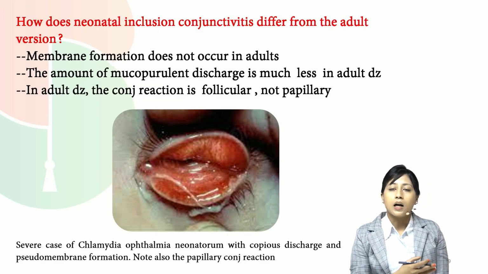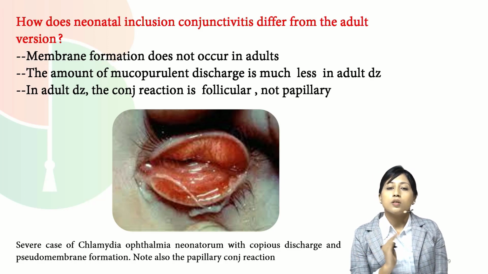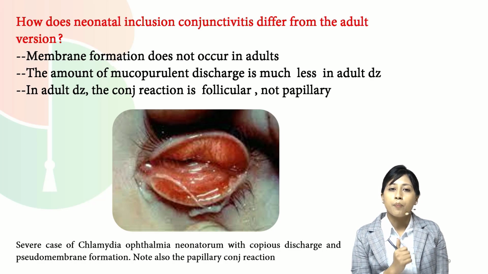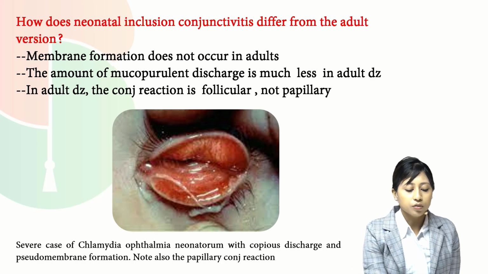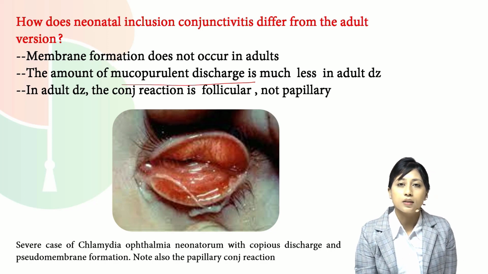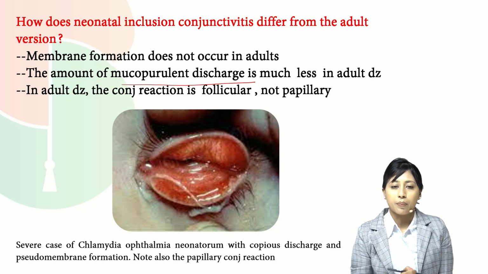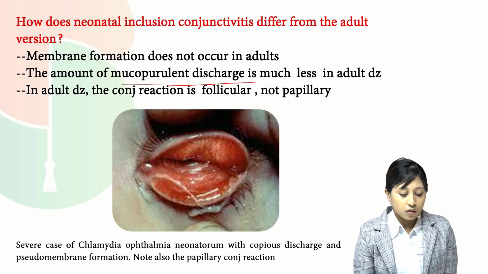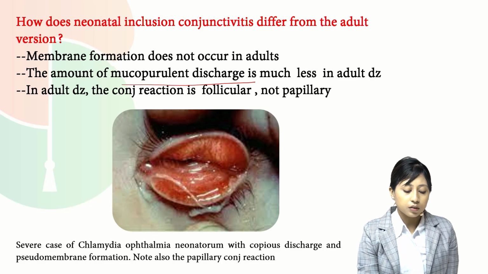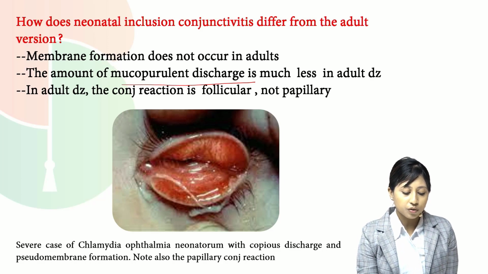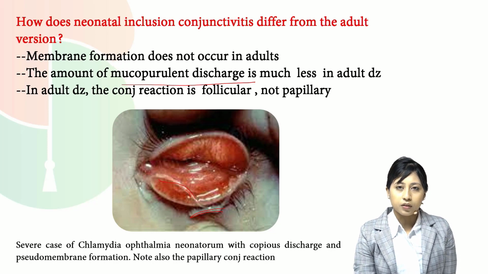Let us understand how the neonatal inclusion conjunctivitis differs from the adult version. In neonatal conjunctivitis, membrane formation occurs. The amount of mucopurulent discharge is much less in adult disease. In adult disease, the conjunctival reaction is follicular, not papillary. In this picture, we can see a severe case of chlamydial ophthalmia neonatorum with copious discharge, the membrane and pseudomembrane formation. There is also the papillary conjunctival reaction.